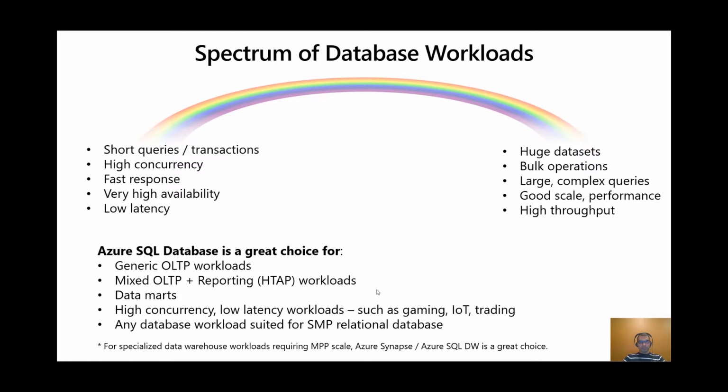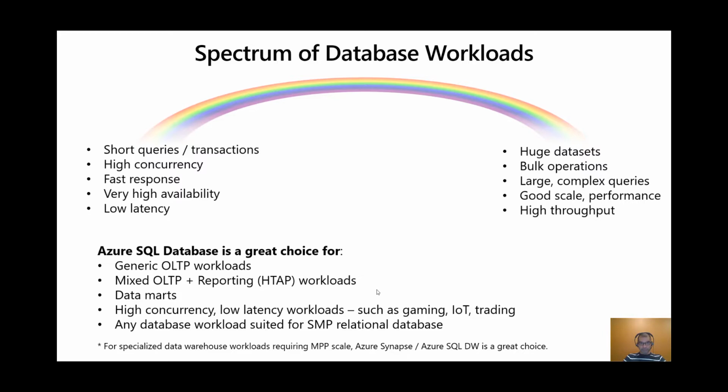So real world workloads are a combination of all these. They are somewhere in the middle. Some veer towards the left, some veer towards the right, but you can understand that a workload may have multiple of those characteristics together. Azure SQL Database is a great choice if you have any generic OLTP workload. Azure SQL Database is fantastic for that, just like SQL Server. If you have a mixed OLTP workload and a reporting workload, which is also known as hybrid transaction and analytics processing workloads, HTAP, Azure SQL has tons of great capabilities to be able to make you successful on those workloads.